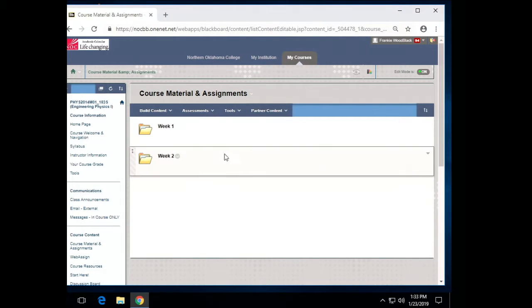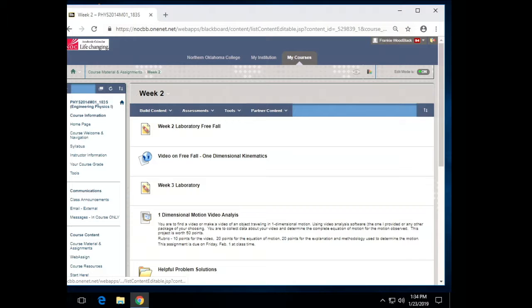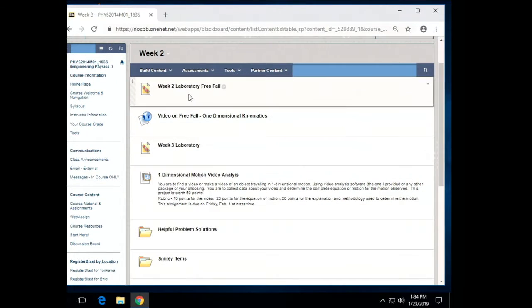Under material and assignments, we are now in week 2. You have a new one for those of you looking for the week 2 lab, since some of you have it today, some of you have it tomorrow. This is the one with the pre-lab questions in it. And there is the week 3 laboratory with the pre-lab questions in it. So everything is there. Maybe.